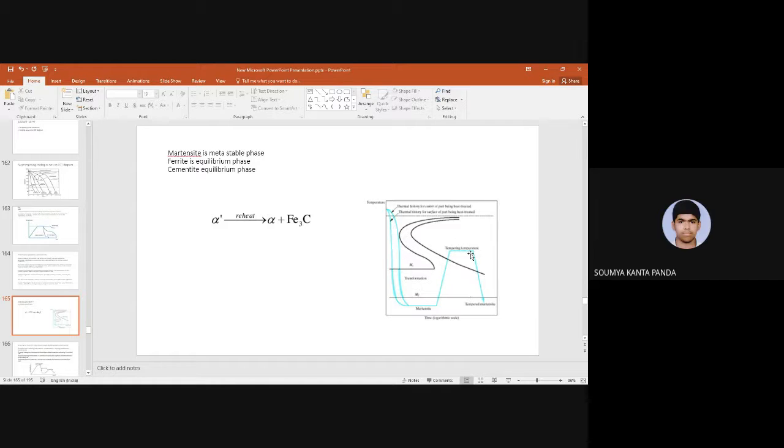Hello, sir. Does the tempering temperature line have any relation with the transformation line? Actually, it affects basically, if retained austenite is there, that may get affected. Retained austenite may transform into bainite, or it may transform into some pearlite or ferrite, right? It depends what kind of transformation will be there. But if martensite is there, only this kind of transformation will be taking place.